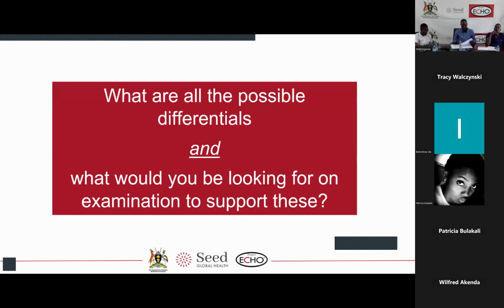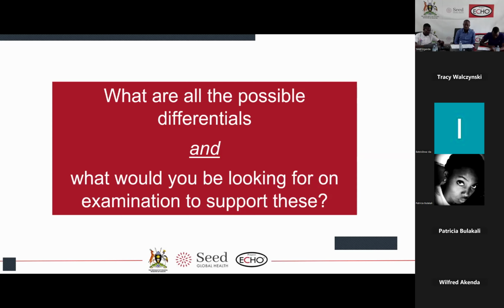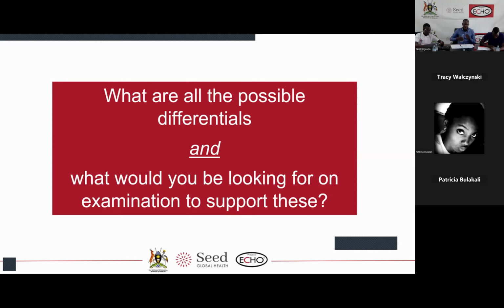So, with all these new details, what are all the possible differentials and what will you be looking for in examination to support this? Audience? Expert? What do you think? Let's have 2 or 3 people from the audience give us their opinions before we have the experts. Feel free to put up your hand and we pick on you.